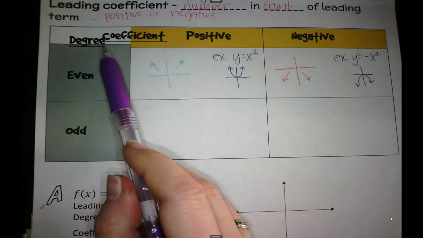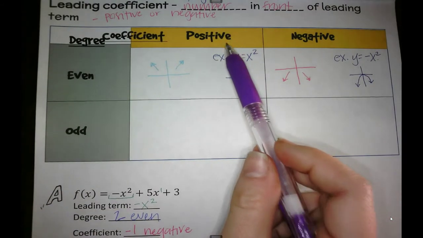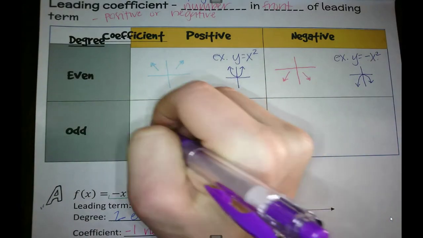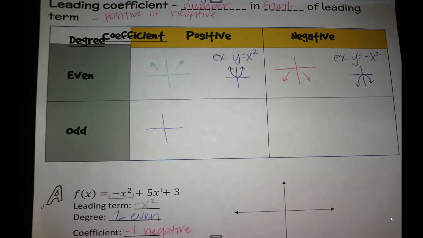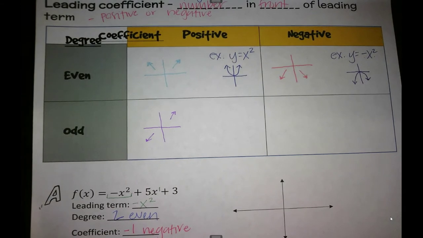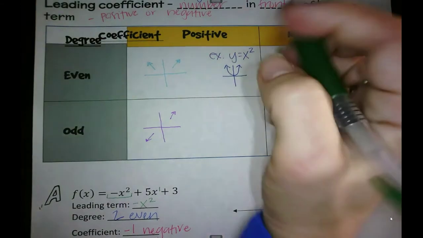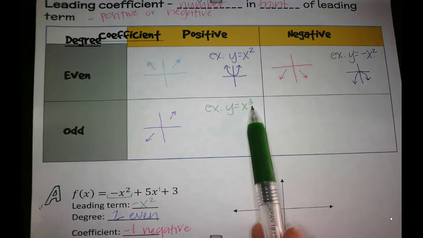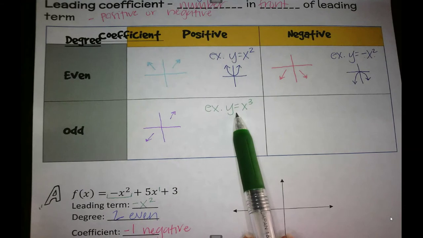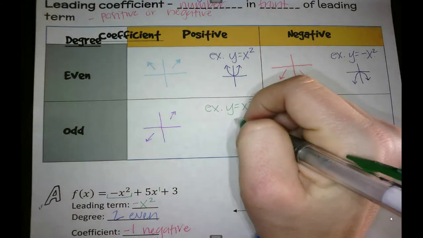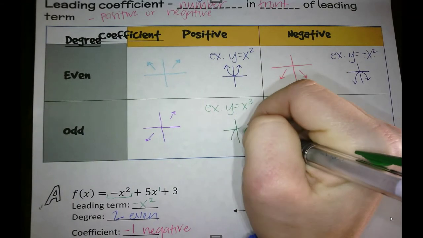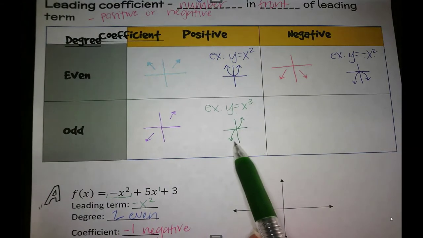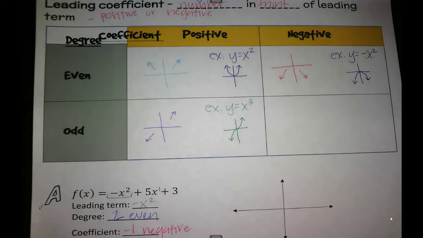If our degree is odd and the coefficient is positive, then our ends, one is going to be pointed up to the right and the other down to the left. Example of this is y equals x to the third. Our degree is odd and our number in front is positive. So this graph goes like that, and you can see the left side goes down, the right side goes up.